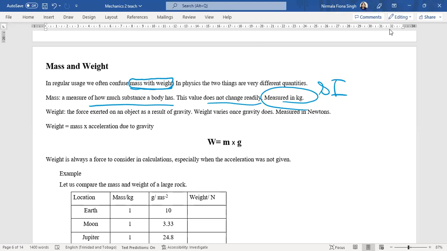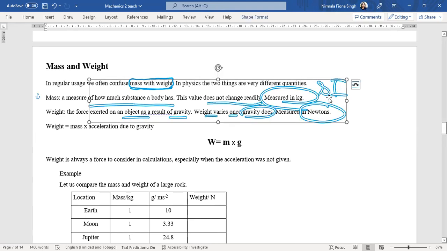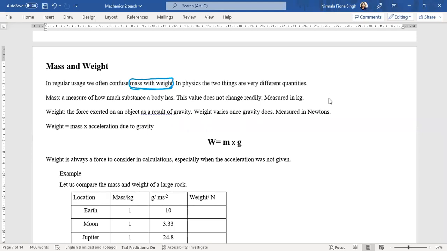Weight is a force exerted on an object as a result of gravity. Weight varies once the gravity varies, and this is measured in newtons. We did this in class, so this should be easy to get. Weight is equal to mass by the acceleration due to gravity, or simply weight is equal to mg. Weight is always a force to consider in calculations, especially when the acceleration is not given.